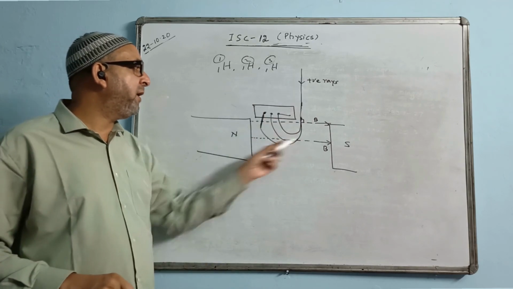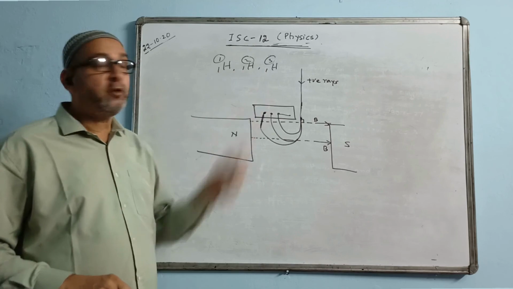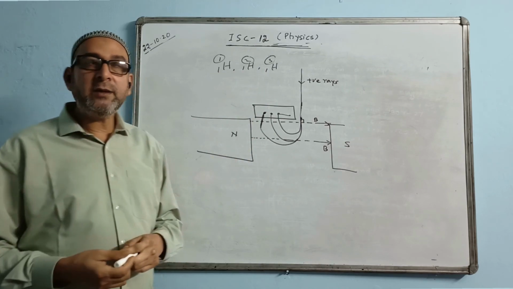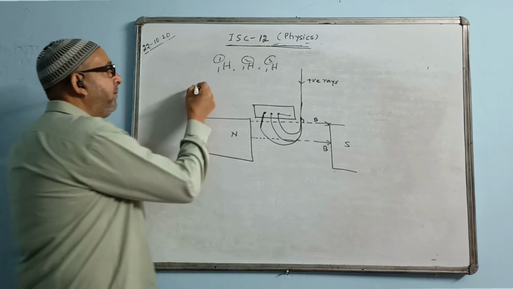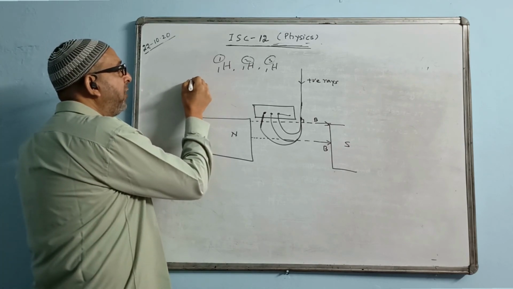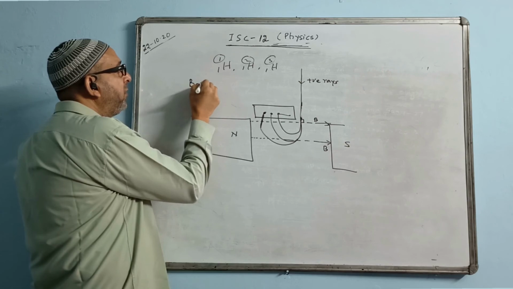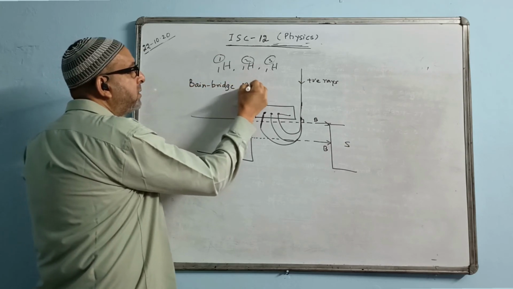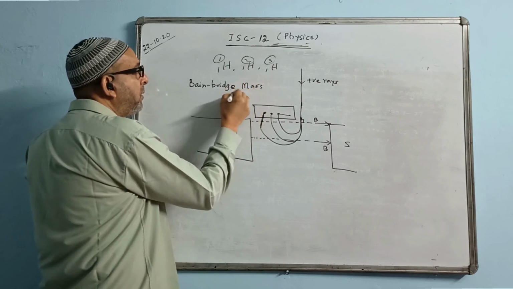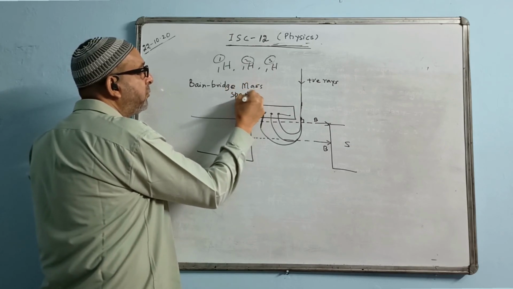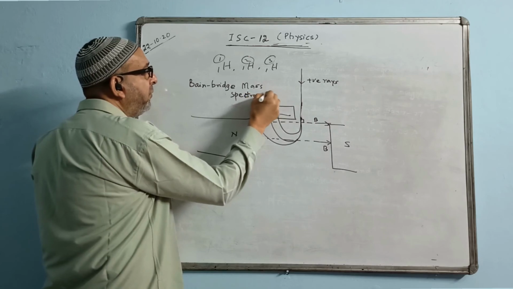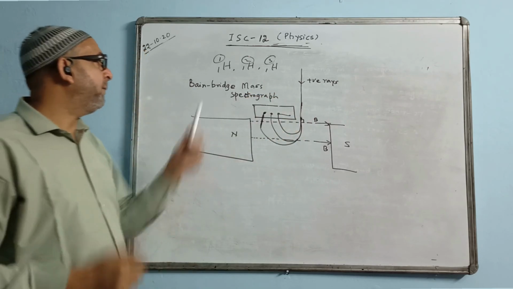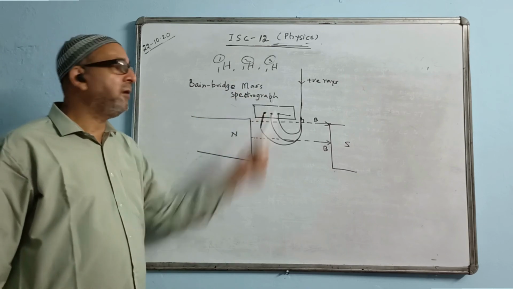So this device, where we find the number of isotopes, or which is used to determine the mass of the nucleus, is called a mass spectrograph, and we have the name of that one. You can write it down: Bainbridge mass spectrograph. The device where we apply this technique is called the Bainbridge mass spectrograph.